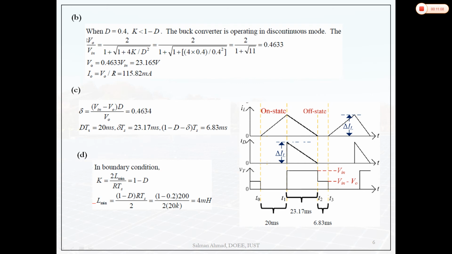It is given by 2 upon 1 plus square root of 1 plus 4K upon D squared. If we substitute all these values, we get VO upon Vin to be 0.4633. So V naught we get is 23.165, because the Vin value is given. So I naught will be nothing but V naught upon R. The R value is given, so if we divide this output voltage by R, we will get the output current.